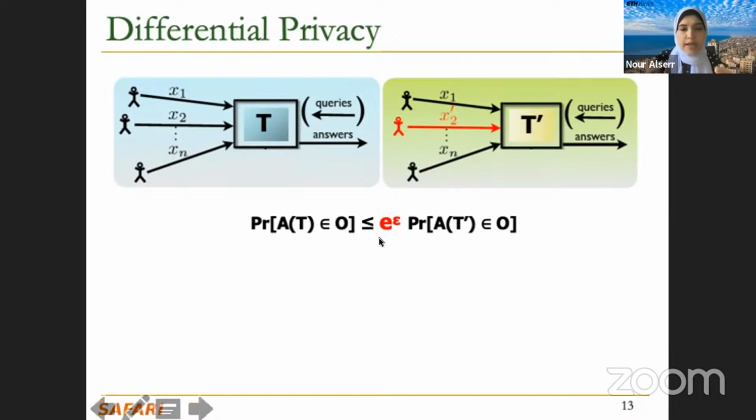Here, epsilon is the privacy budget, okay? So based on the sensitivity of the data or of the queries, we choose that epsilon value, all right? Now, if the nature of the data is very sensitive, I want to add some noise to the results.